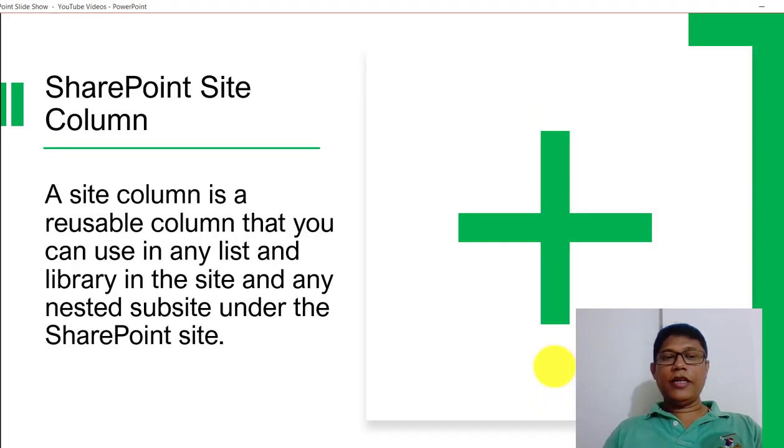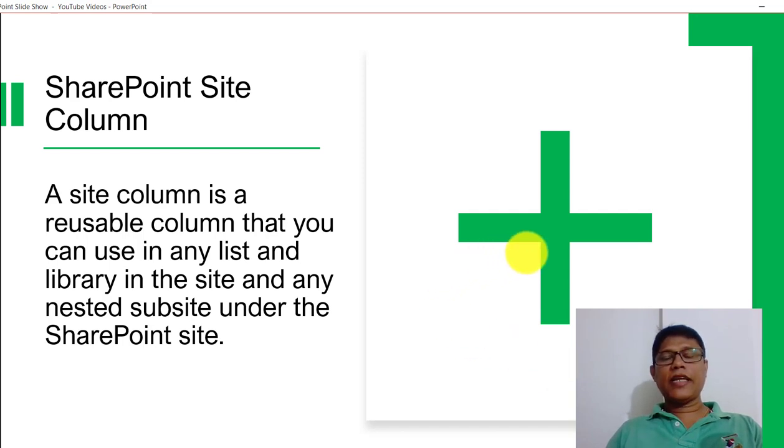Now, let us try to understand what a site column is. By definition, a site column is a reusable column that you can use in any list or library in the site or any nested subsite under that site, SharePoint site or the site collection. So this is by the definition.